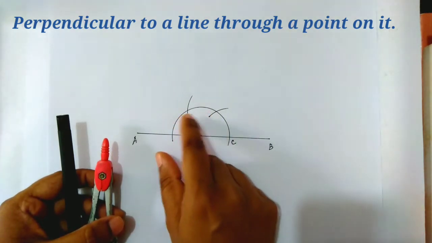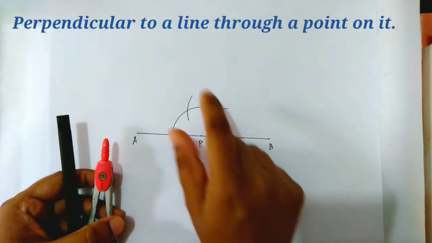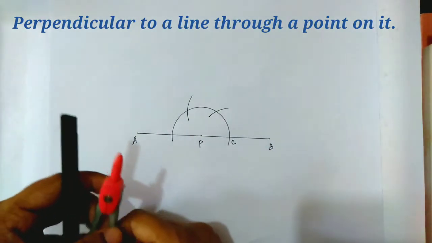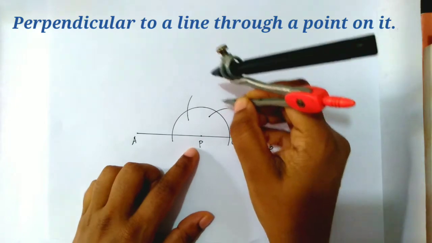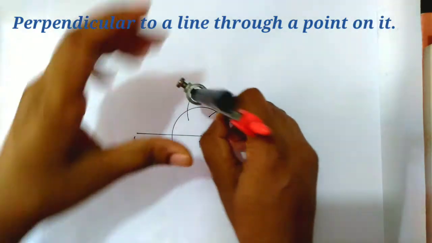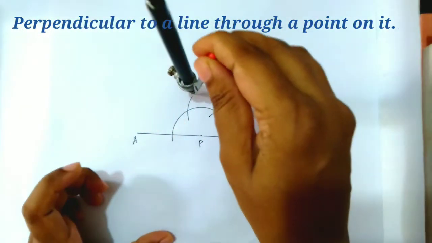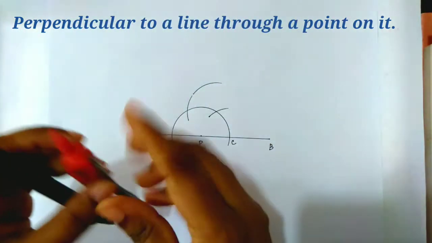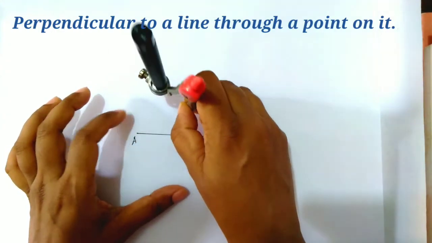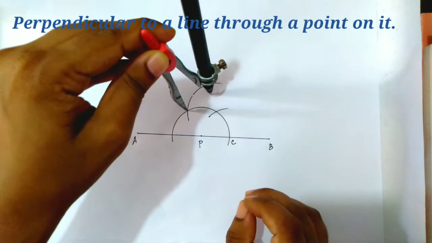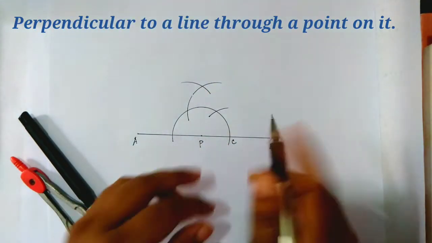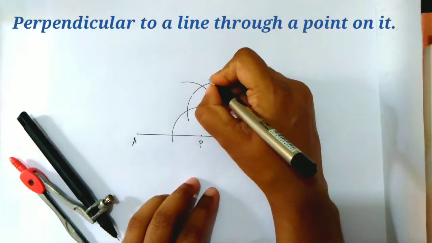And from these two cutting points, we draw two arcs on the same side of the first arc. So taking the same radius, we draw two arcs on the same side of the first arc. And the two arcs intersect at point Q.